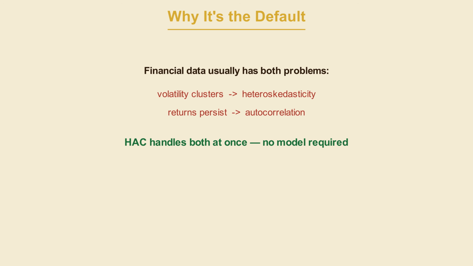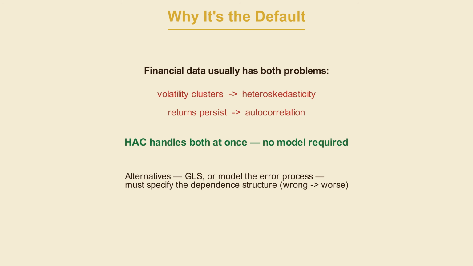There are other routes that you could take. Generalized least squares transforms the data to strip out the correlation before estimating, or you could model the error process directly and estimate it. But both of those ask you to specify the structure of the dependence, and if you specify it wrong, you can end up much worse off than when you started. Newey-West doesn't ask you to know the structure, it just says stay robust to it. So that's why it ends up being the default in empirical finance.